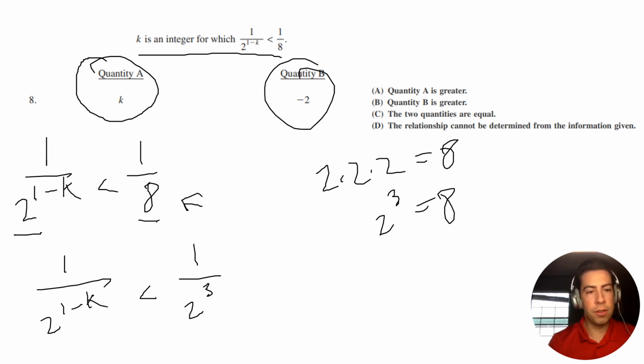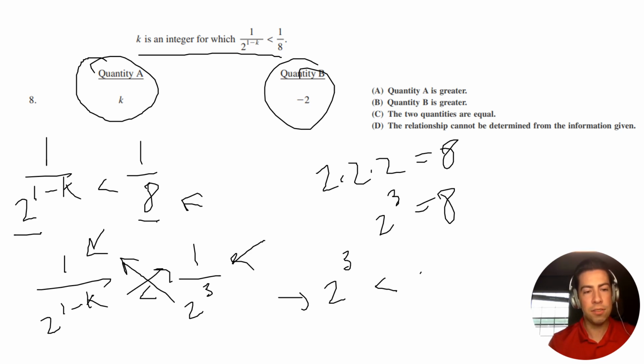Now what I want to do is, I don't like fractions. I don't know about you guys, I'm not the biggest fan of them, especially when it comes to equations. So I'm going to cross multiply here. So I'm going to get 2 to the third power is less than 2 to the 1 minus k.